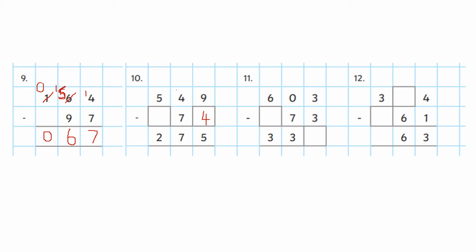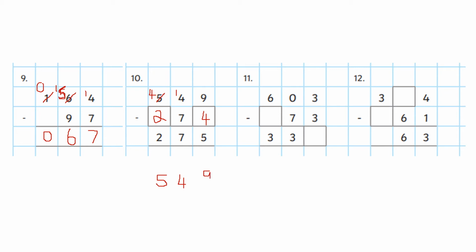So that must have been 14. 14 take away 7 is 7. So if that was 14, it means we must have borrowed from here. So we must have taken 1 away from the hundreds and carried it over to make this into 14. So now it's 4 take away what equals 2. And then if I was you, I would actually do that calculation to check my answer. So I would work it out all the way through.